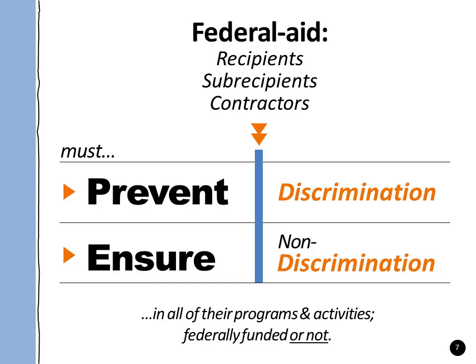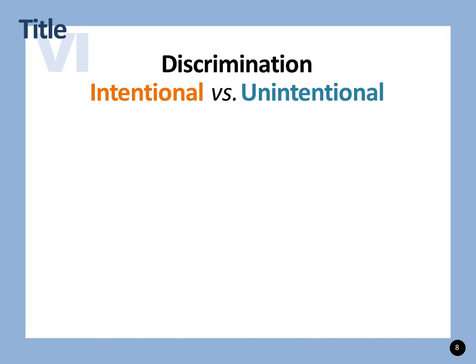All federal aid recipients, subrecipients, and their contractors are required to prevent discrimination and ensure non-discrimination in all of their programs and activities, whether federally funded or not. Title VI is one of the principal legal underpinnings for environmental justice by prohibiting such recipients from actions reflecting intentional discrimination or exhibiting unintentional discrimination on the basis of race, color, or national origin.